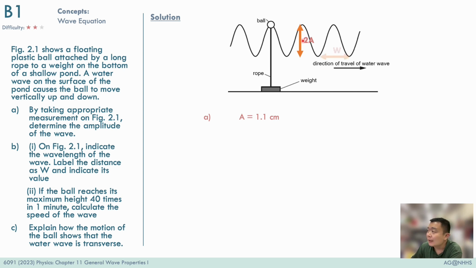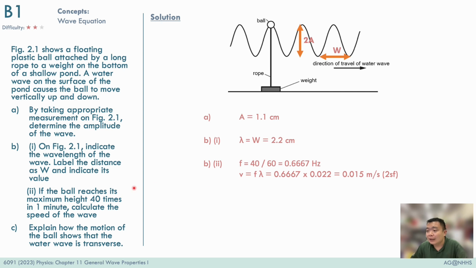In part B, this distance between a trough to a trough, or you can also use the distance between a crest to a crest, or the distance between this rest position to the second rest position, skipping one rest position. All these are distances that represent the wavelength of the wave.